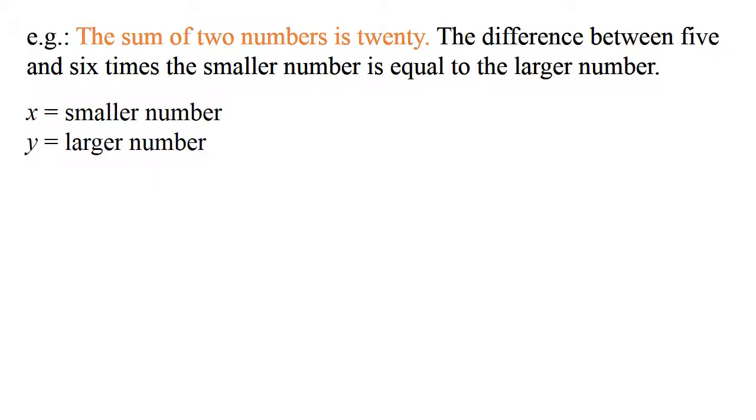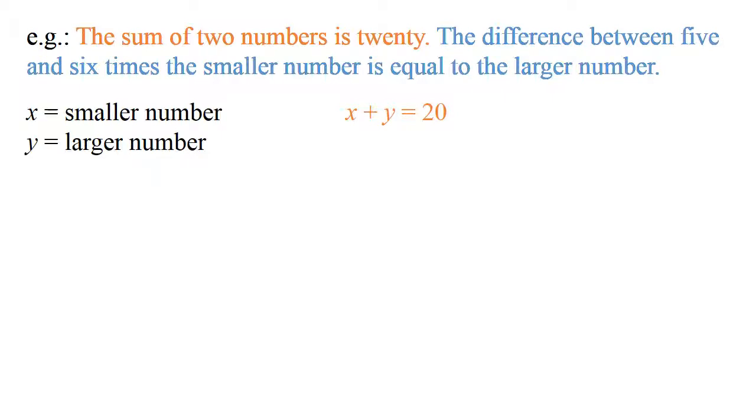And what I'm going to do is write an equation for this first sentence. The sum of two numbers is 20. So sum refers to addition. So my equation is going to be x plus y equals 20. Now, because I don't know two things, I need two equations. So I need a second equation.